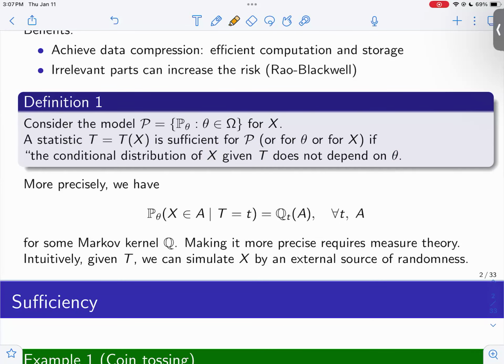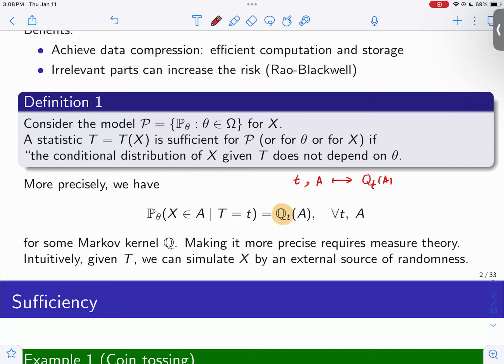A bit more formally, if A is an event, if I calculate the probability of X belonging to A, conditional on T equal to t, under P theta, this turns out to be something like Q_t of A. So it depends on t, it depends on A, but it doesn't depend on theta. Formally, we're going to assume that this is a probability measure, and it's essentially a Markov kernel. So what is a Markov kernel? It's a function that takes t and an event and maps them to the probability. If you know about Markov processes, given state t, what is the probability that I end up in set A? There is a transition kernel to tell me that.